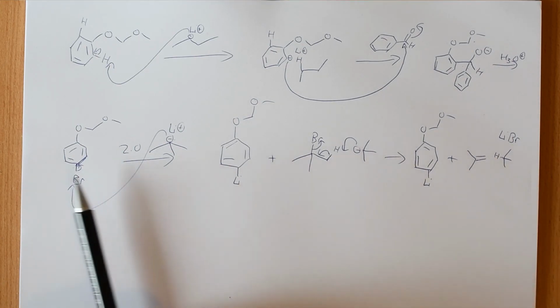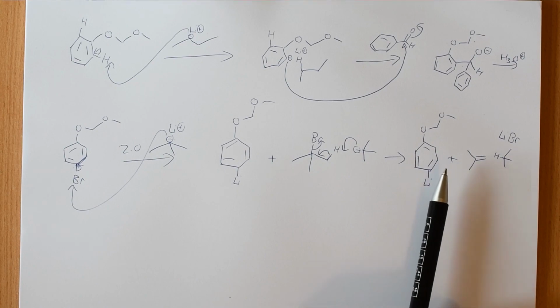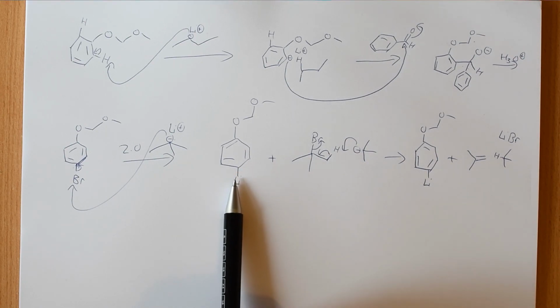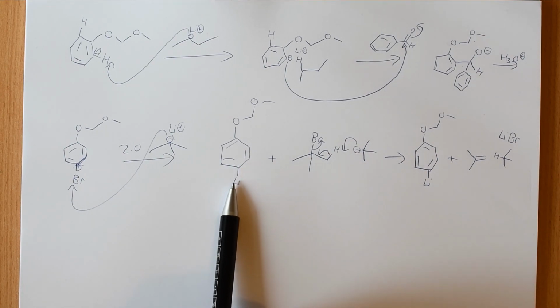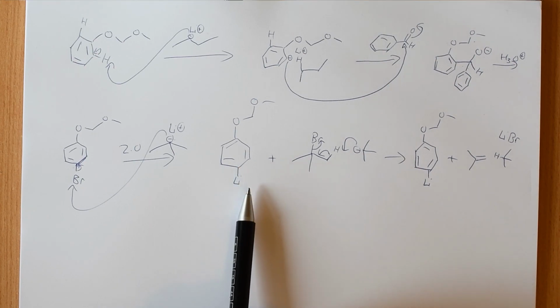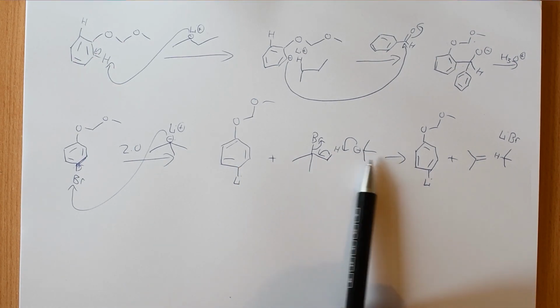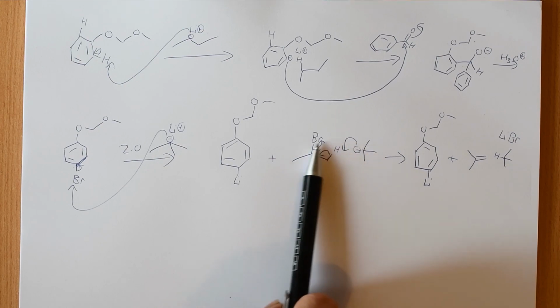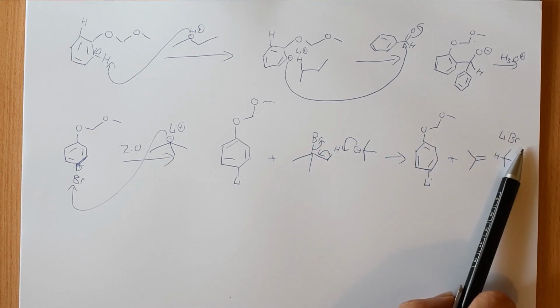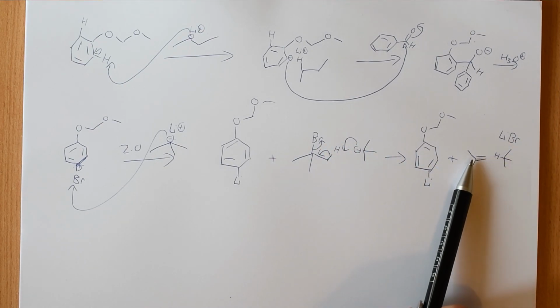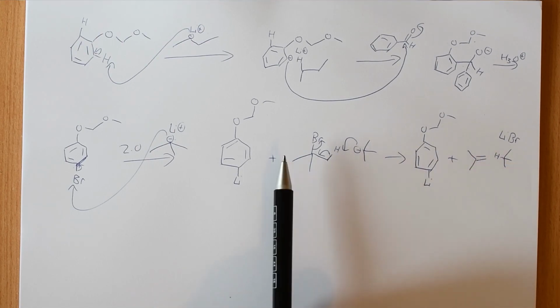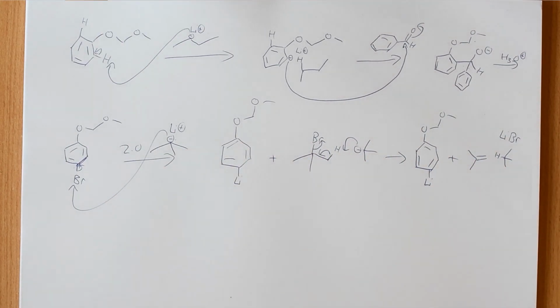And the equilibrium of this reaction is always going to be driven towards the much more stable anion, the much more stable carbon lithium compound, but it's also forced to completion because this reaction here is irreversible. You're making a lithium bromide salt and a stable alkene and alkane. So that reaction will go essentially to completion.